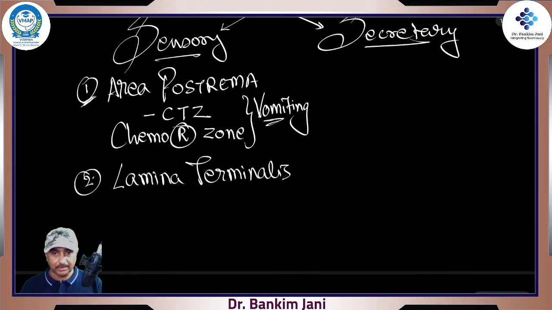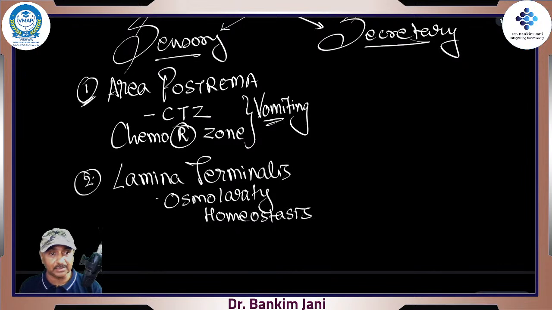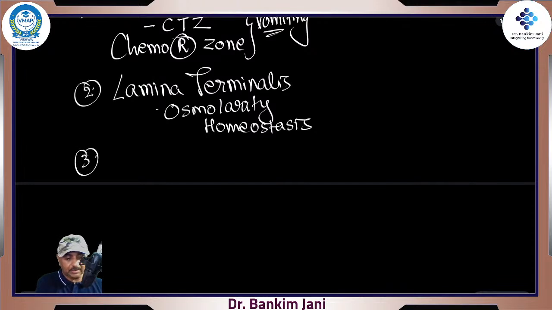These are all sensory. So lamina terminalis, what does it sense? It controls osmolarity. So it is for osmolarity homeostasis. Homeostasis means stability. Because the brain is so sensitive, all these areas keep the environment of the brain very, very proper. So this is lamina terminalis, which is handling this osmolarity homeostasis. The third one, see these three, they are the sensory.